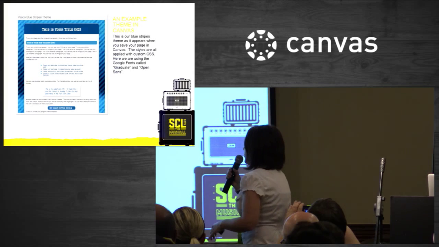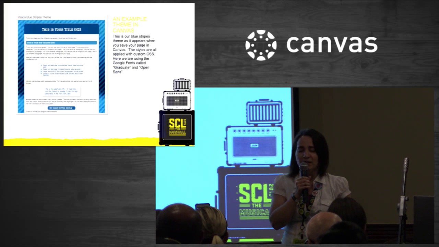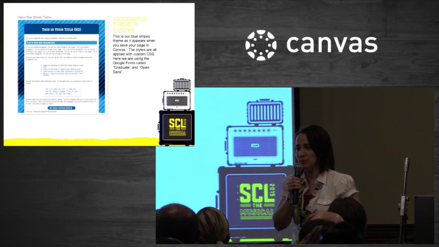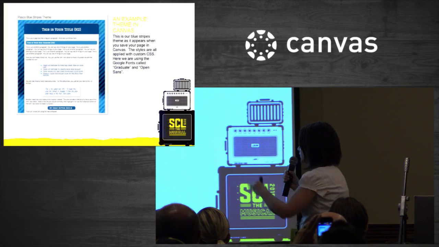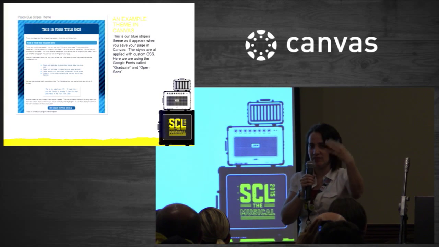So here's an example of one of the themes. This is our Pasco Blue Stripes theme. For our secondary programs, we wanted to create colors so they could match their school colors. As you can see, this is what it looks like when you're looking at it in Canvas. It's saved, it's there.